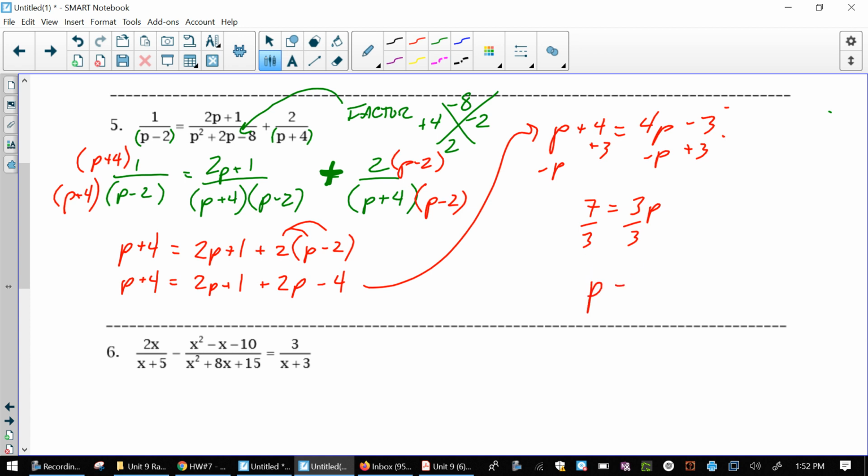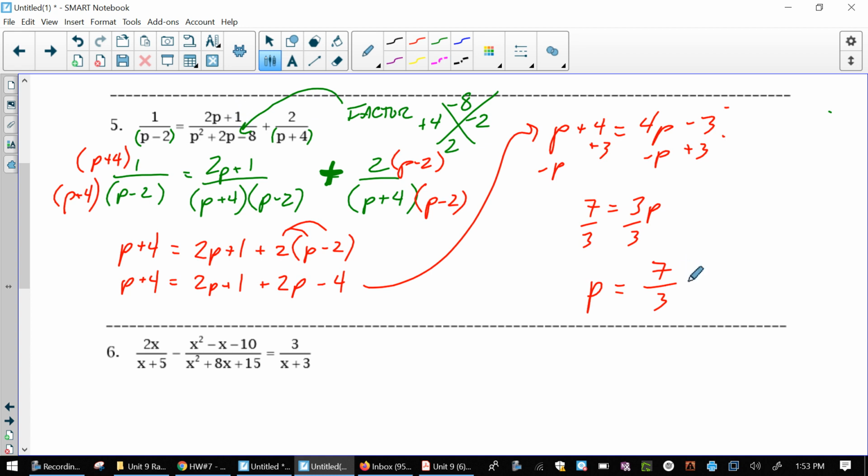Now here's the thing with these, is that there really is no easy way to check. We can take that 7/3, but to check it, we'd have to plug that into every single p here. So there's not really a quick and easy way to check. So my recommendation is if you get an answer like this, just go back and double check your work and make sure it looks good.